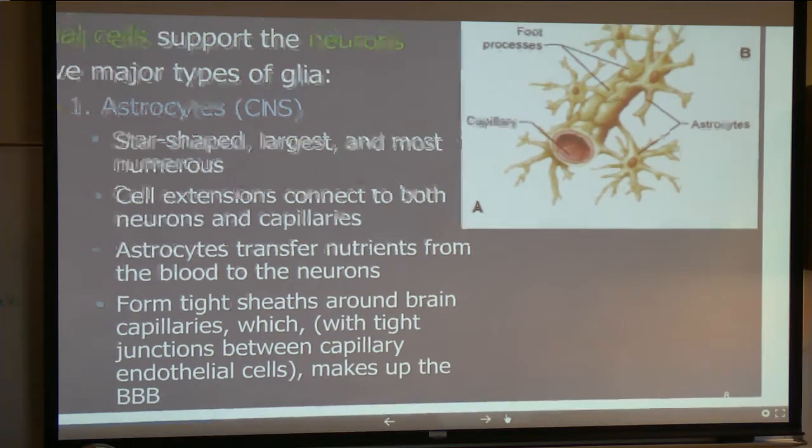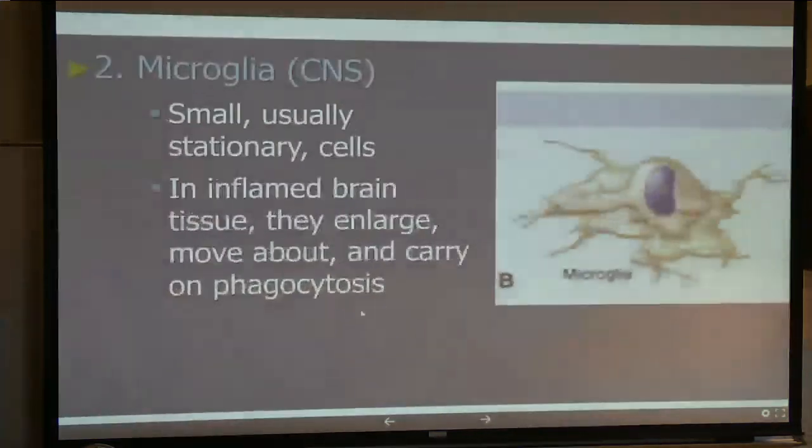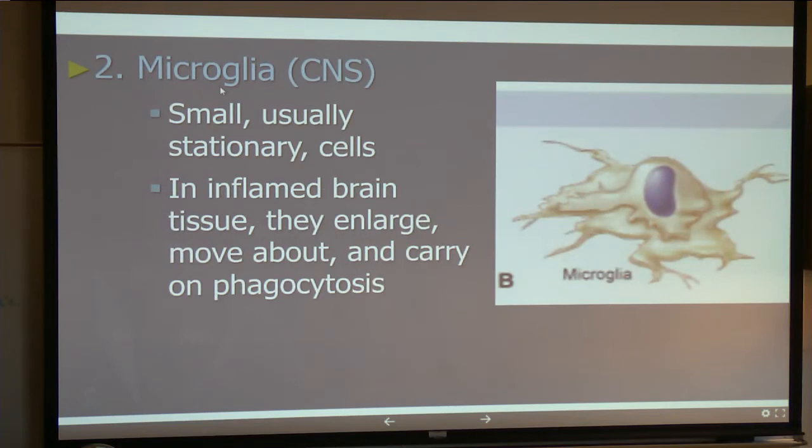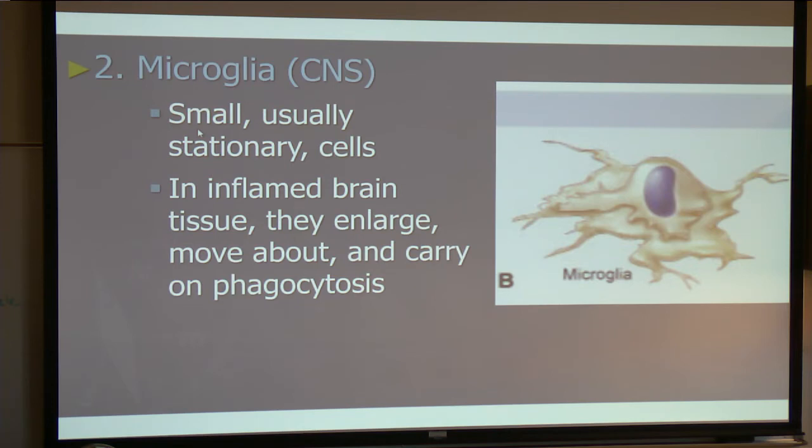All right, so the next one that we have are the microglia. These 2 are central nervous system. With micro, I'd like you to think small, and that's what they are. They're tiny. They're small little glia, and what they do is, honestly, they don't do much.